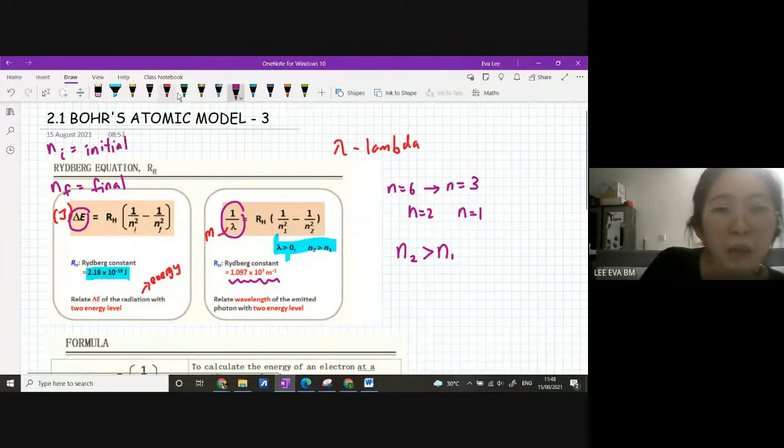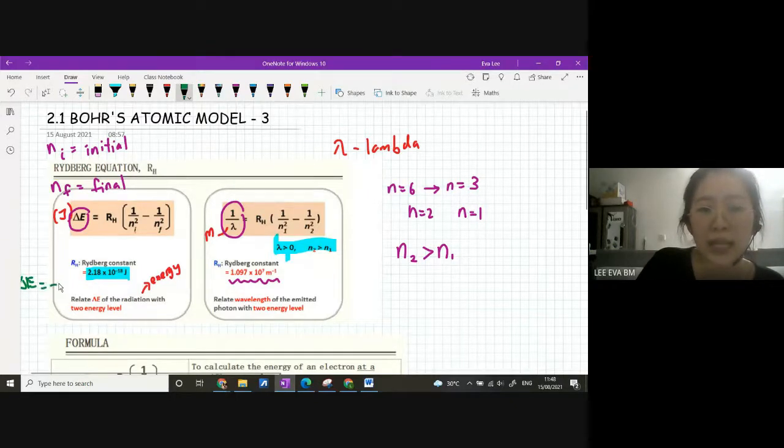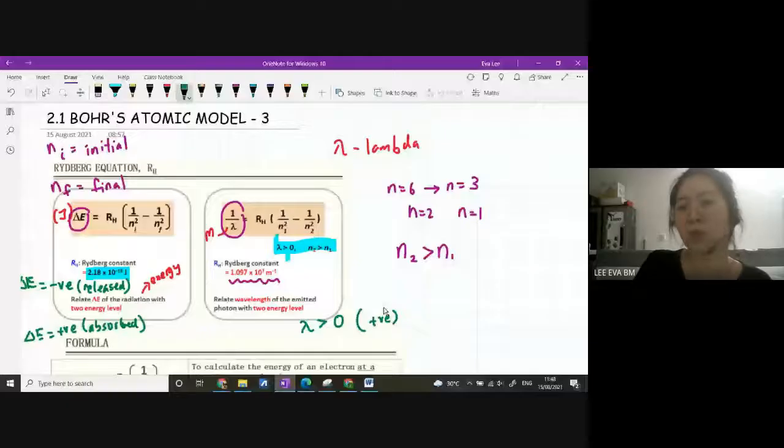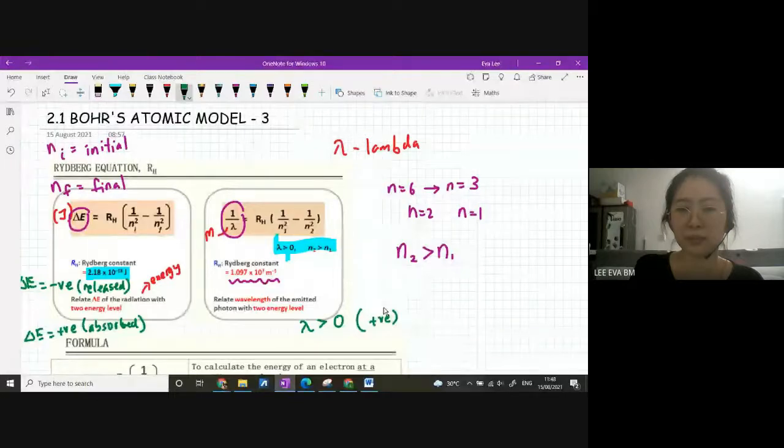Okay, so Madam nak awak take note juga dekat sini delta E, kita punya value boleh jadi negatif sebab energy release. Okay, delta E boleh juga jadi positif sebab energy absorb. Tapi untuk wavelength, dia mesti lagi besar daripada kosong. Or it must always be a positive value. Yes. Do you get it?